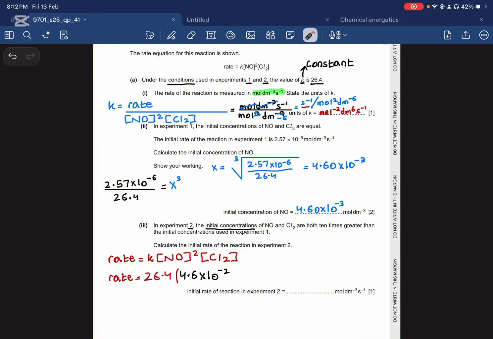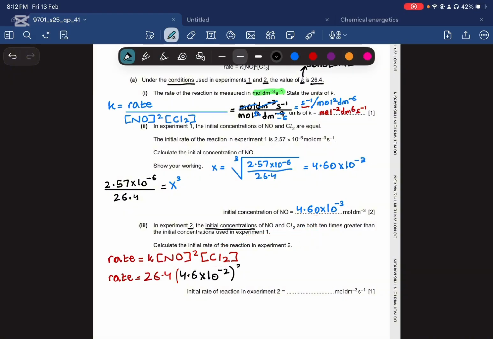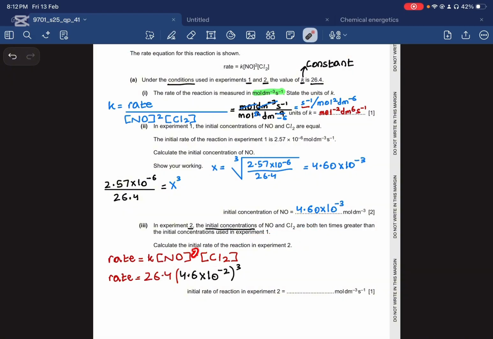Now, look at this, right? NO is 4.6 times 10 power minus 2 squared times Cl2, which is also 4.6 times 10 power minus 2. So can't we just write it as this cubed? It's just square and this, right? These two are the same thing. Bases are the same. When you're multiplying, you add the brackets together.